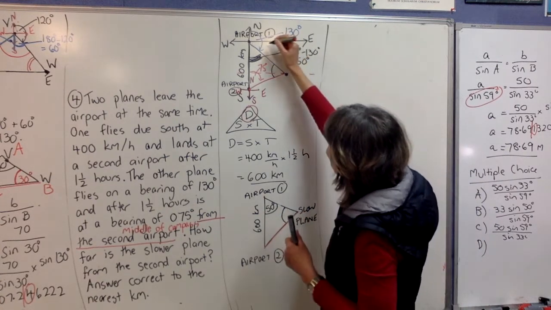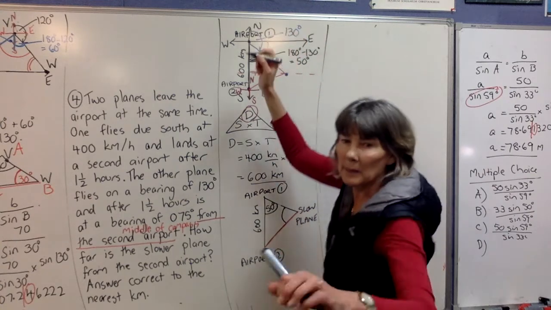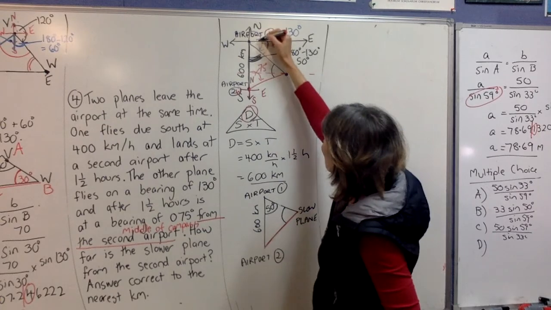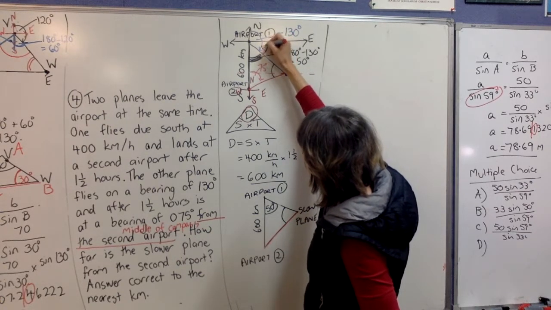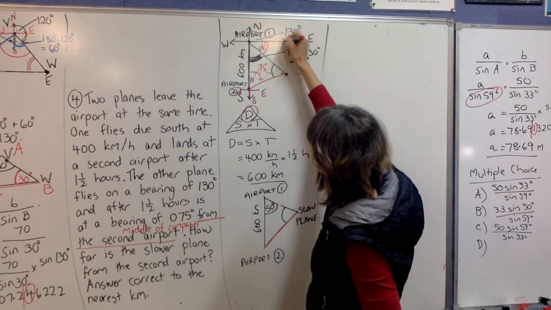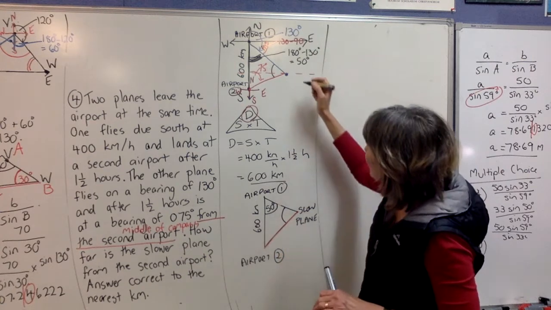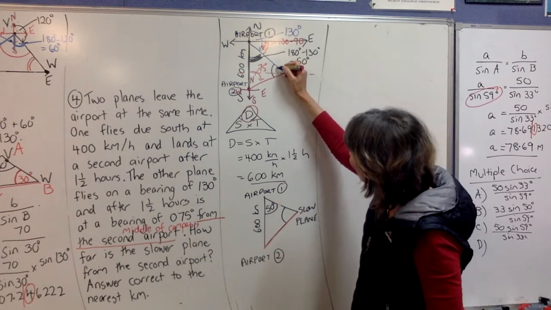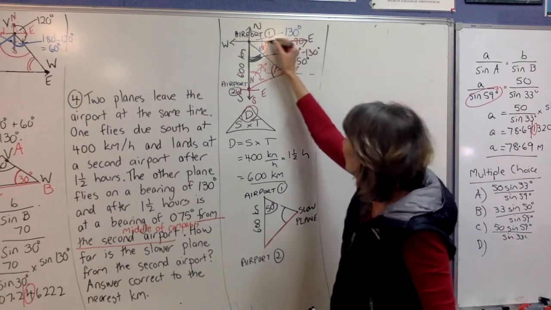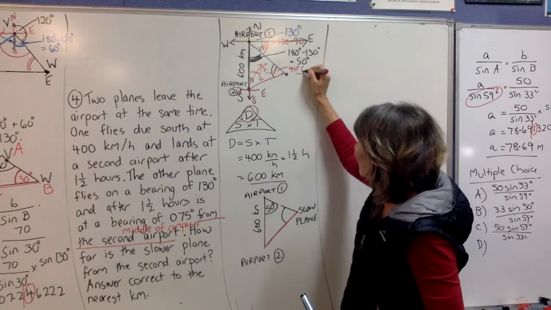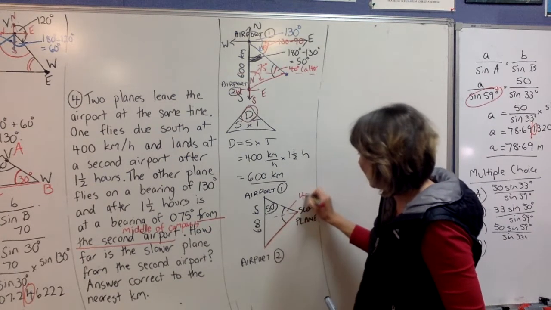So this bit up here, from here to here, that's 130. From here to here is 90. So this bit here would be 40 degrees, because it's going to be 130 take away 90 for that. So that means I'm going to have this bit here going to be 40 degrees as well because of alternate angles. Can we see the Z shape there? All right, so I know that that little bit is 40 degrees.